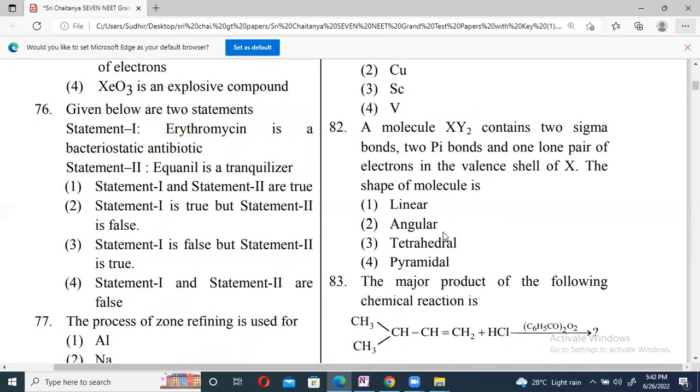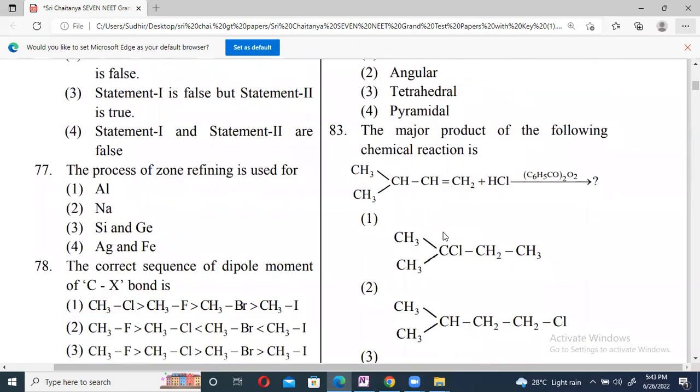Given below are the two statements. Erythromycin is a bacteriostatic antibiotic, right, sir? Equanil is a tranquilizer, right, sir? Statements 1 and 2 are true. First option is correct. Then 77. The process of zone refining is used for. Beta, it is given in our metallurgy part. You can see the process of zone refining is used only for silicon and germanium.